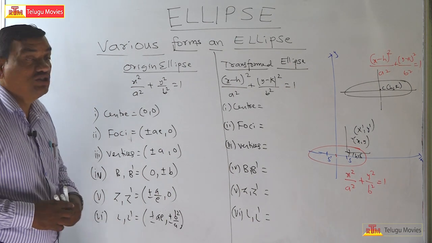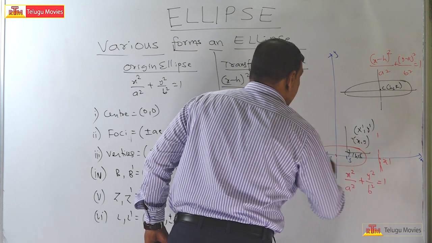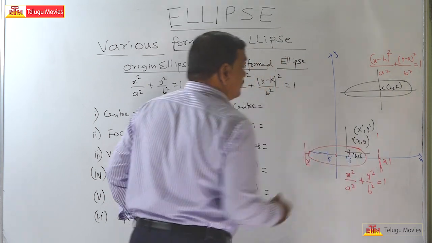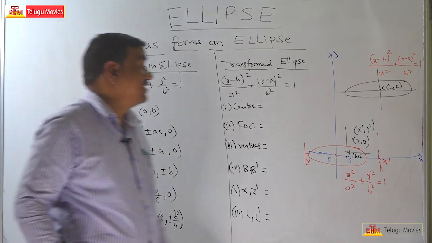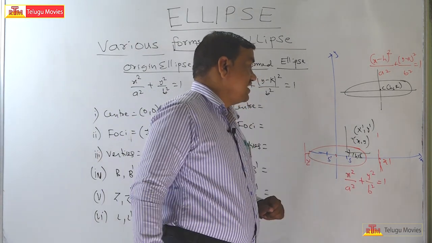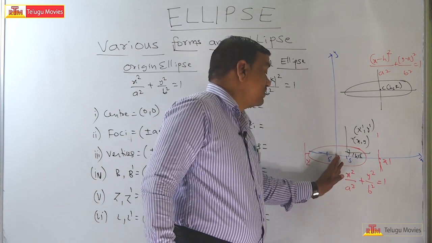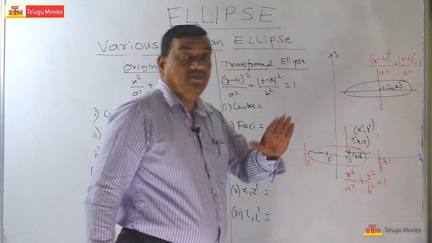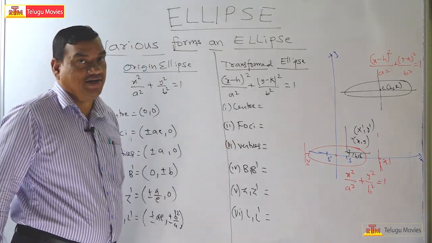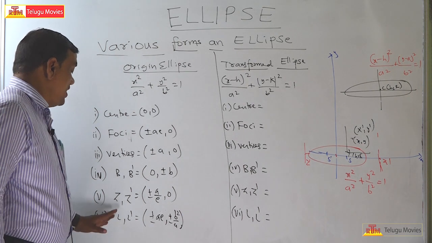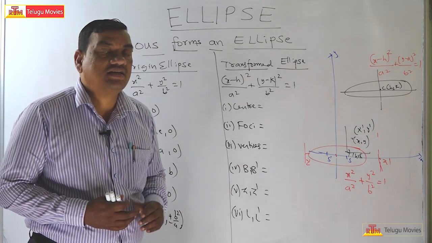Z and Z dash are the feet of the perpendiculars. Just refer to the previous videos. Z is the foot of the perpendicular from the center upon the directrix, and similarly Z dash. L dash and the like are the endpoints of the latus rectum.